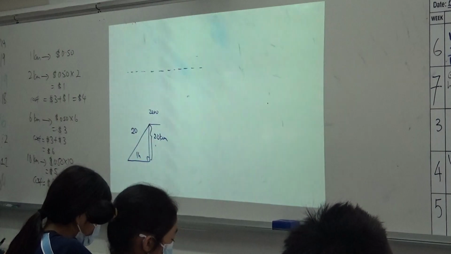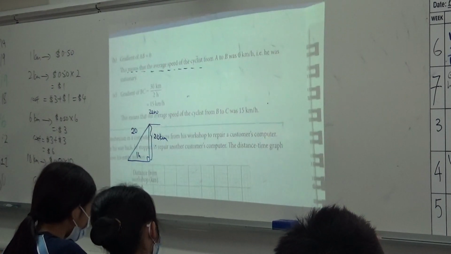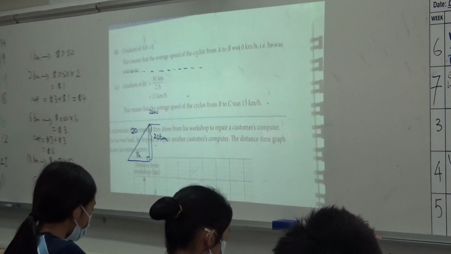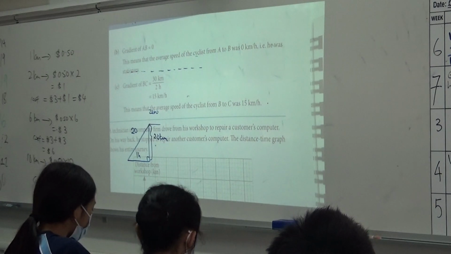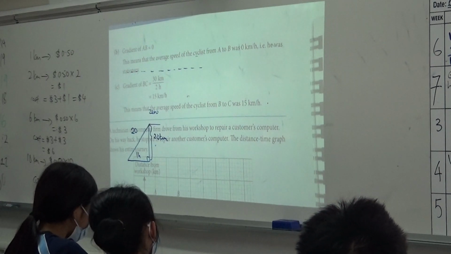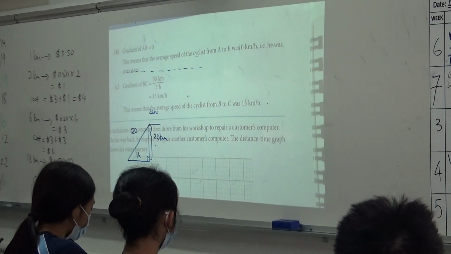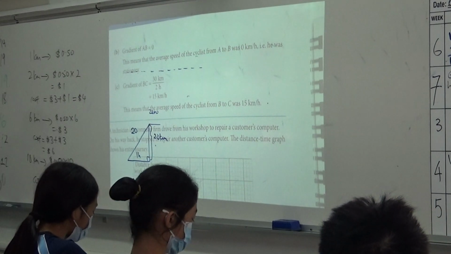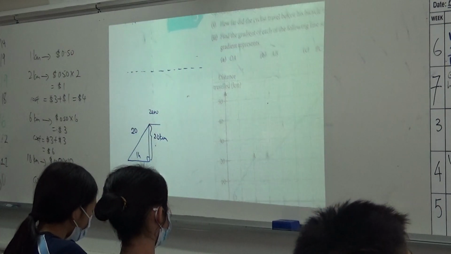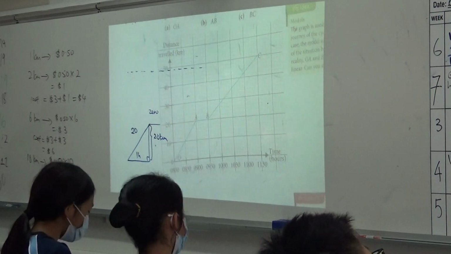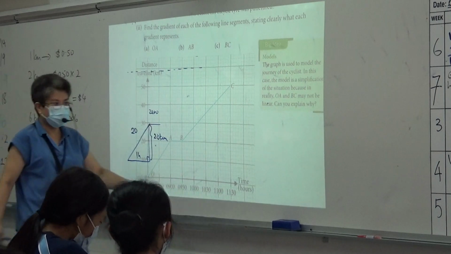What did they say? Gradient AB is 0. This means that the average speed of the cyclist from A to B is 0 km per hour. He was stationary. Stationary means what? Not moving. Are you all clear with what I'm saying? Okay? Alright, last part. Last part is the part for BC. I'm going to show you now how to calculate the gradient for BC. Okay? Now, all of you look at the bottom.